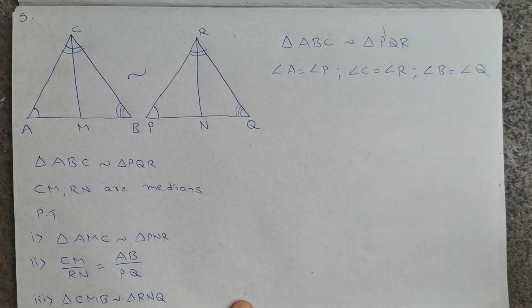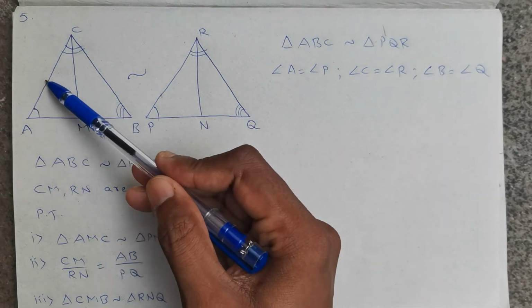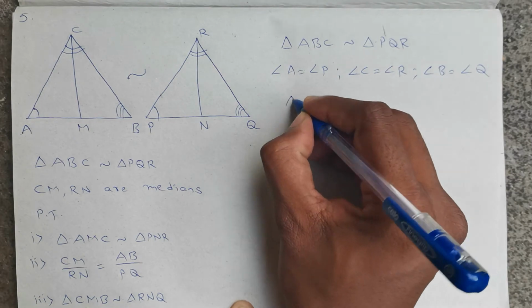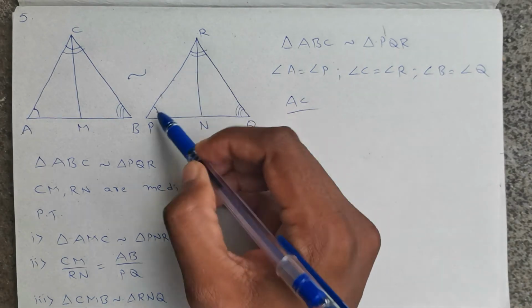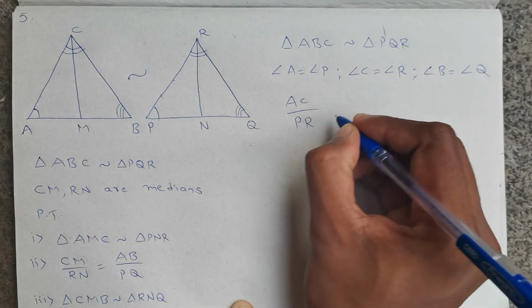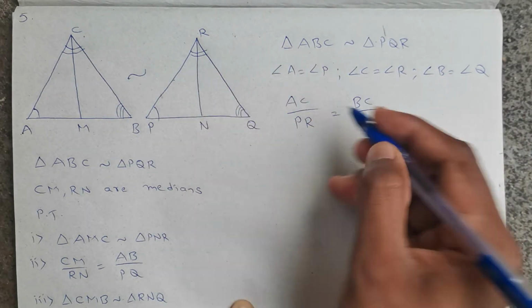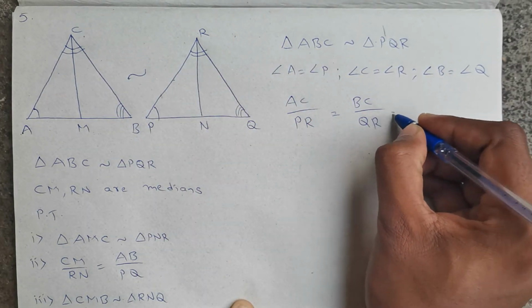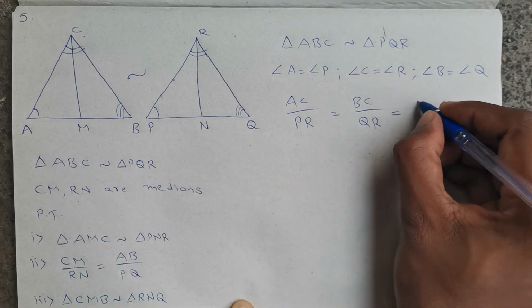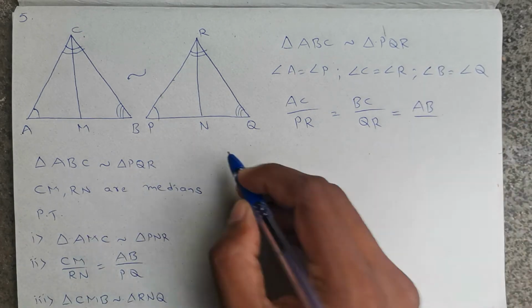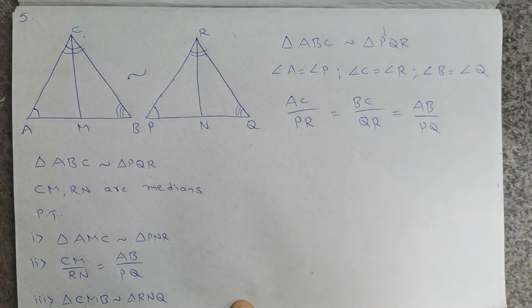Next, if two triangles are similar to each other, easily we can write the similarity, that is, corresponding sides are in the same ratio. Left side AC divided by left side PR is equal to right side BC divided by right side QR is equal to base AB divided by base PQ.